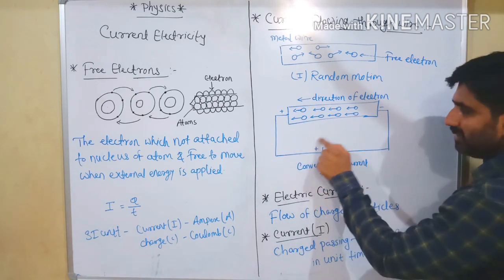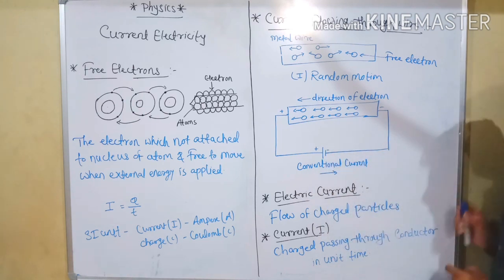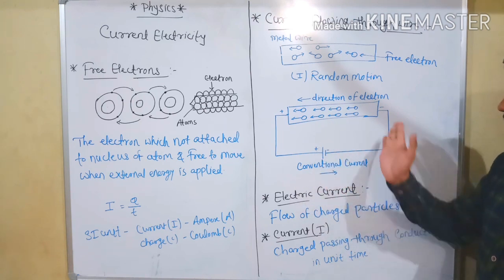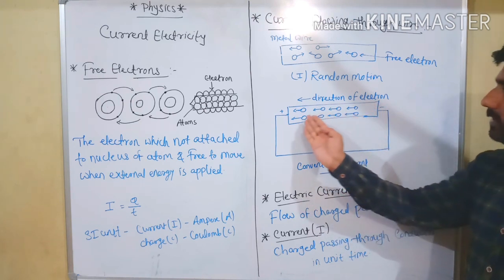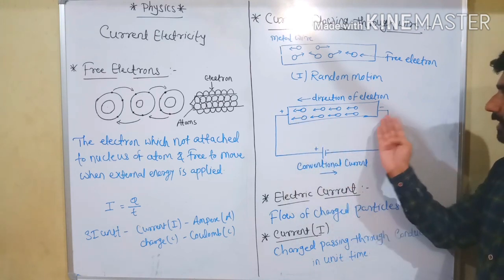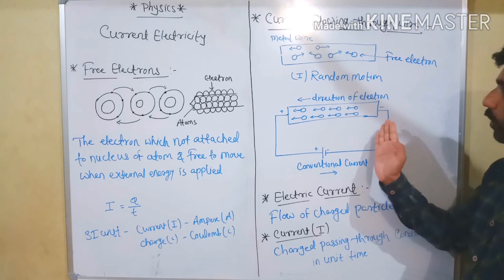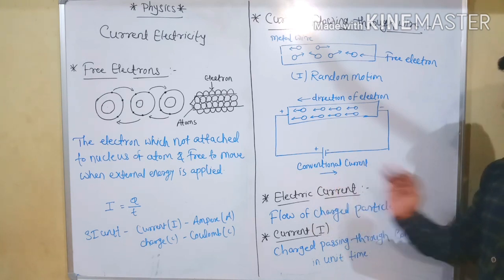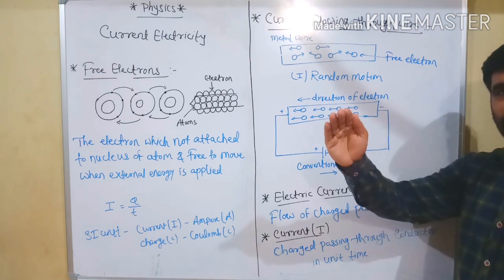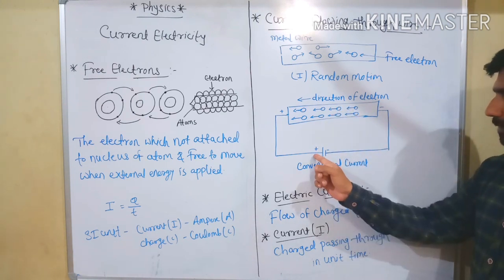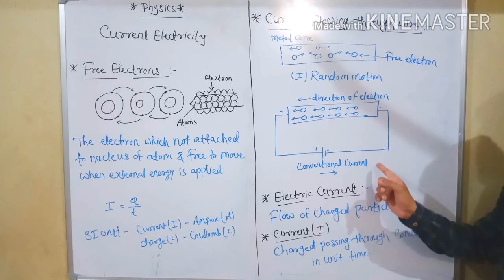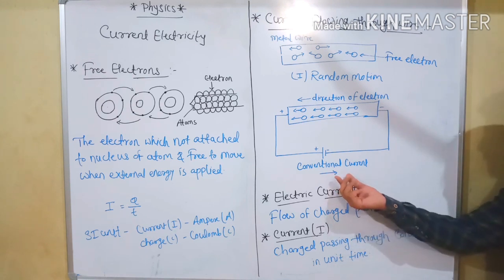But in the second figure, we apply an external force, that is, a cell. As soon as we apply the electric force, the electrons get a certain direction, and due to their negative nature, they start to move from the negative to the positive terminal. And what about the conventional current? Generally, the conventional current flows from higher potential to lower potential. Positive is the higher potential.